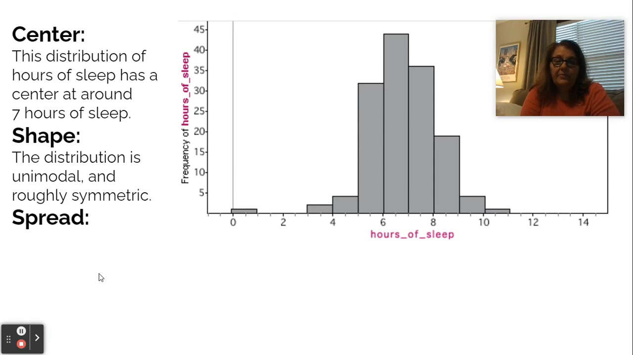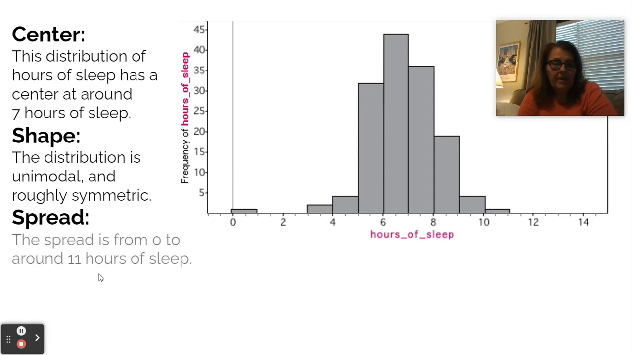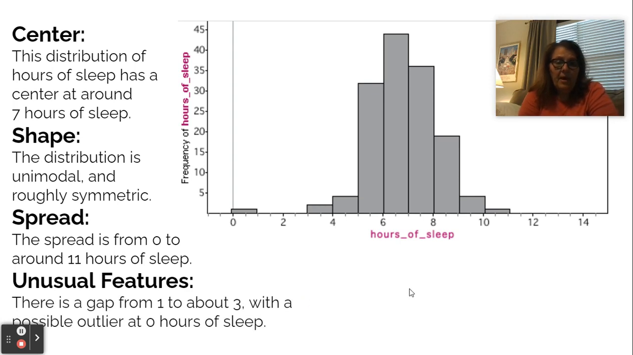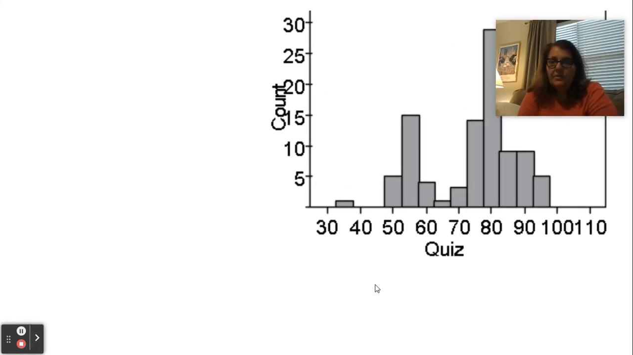Okay, now let's talk about the spread. Remember, it's the minimum and maximum value. So the spread is from 0 to around 11 hours of sleep. Okay, now we're not comparing, so that's pretty much all you would have to do in terms of talking about the spread. So now comes, are there any unusual features? Well, we know that there is a gap between 1 and 3 hours. And so we would want to say that there's a gap from about 1 to 3 hours with, remember I said, a possible outlier at 0 hours of sleep. Okay. All right. Here's another one.